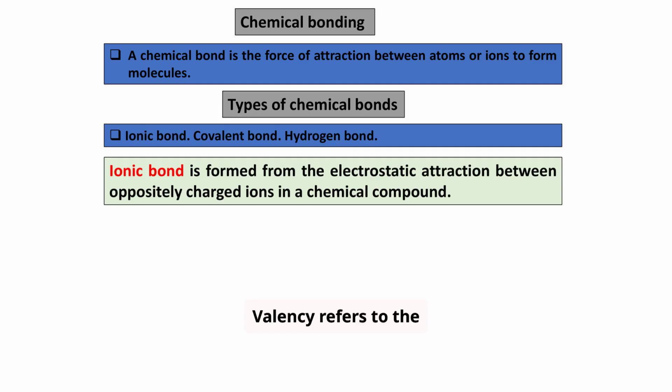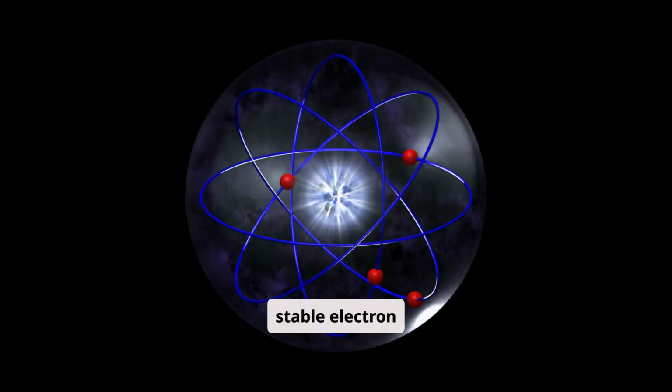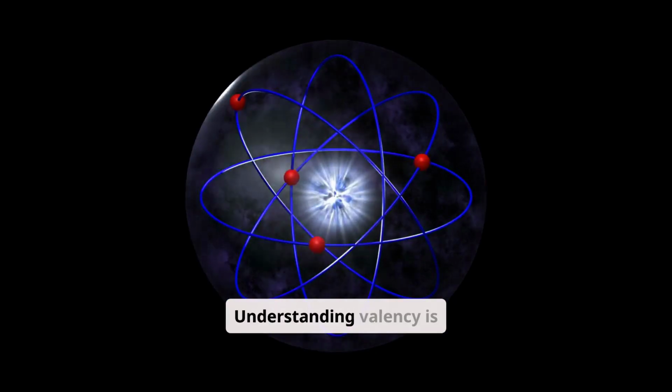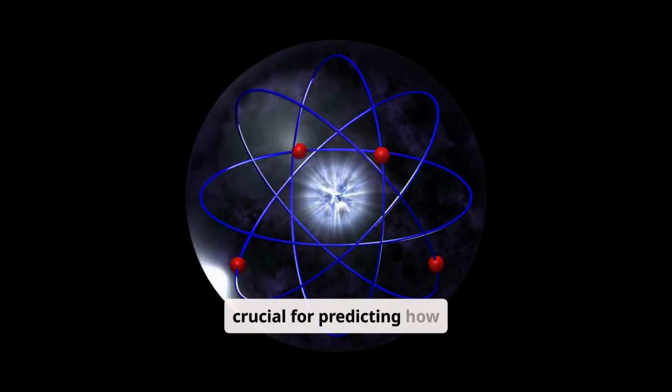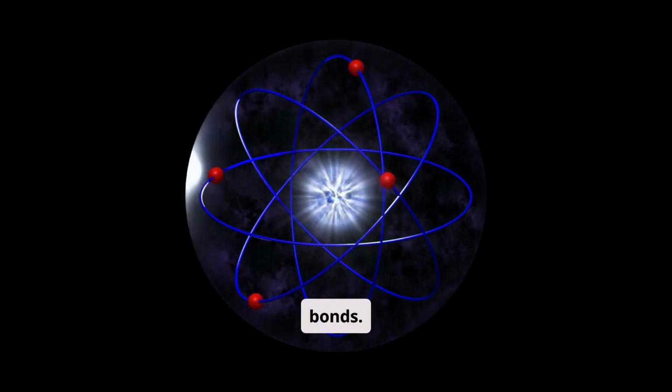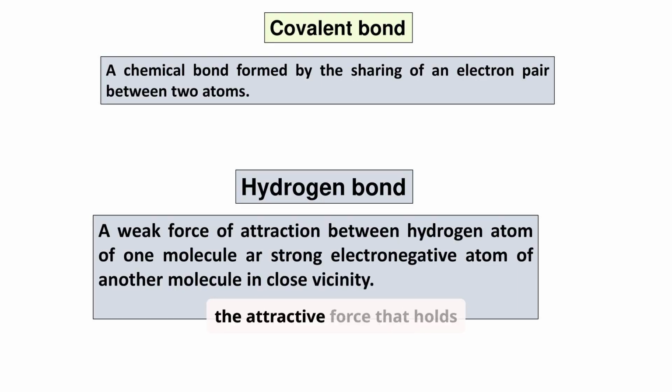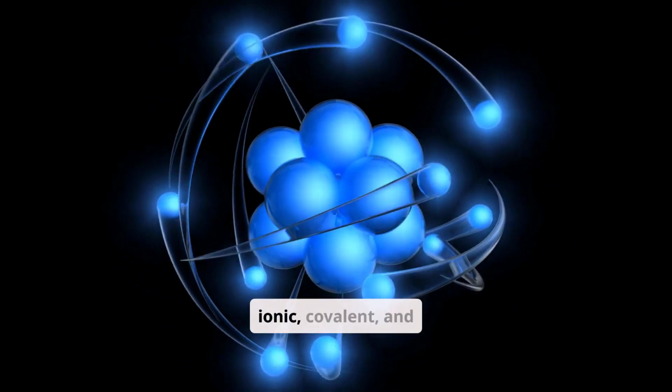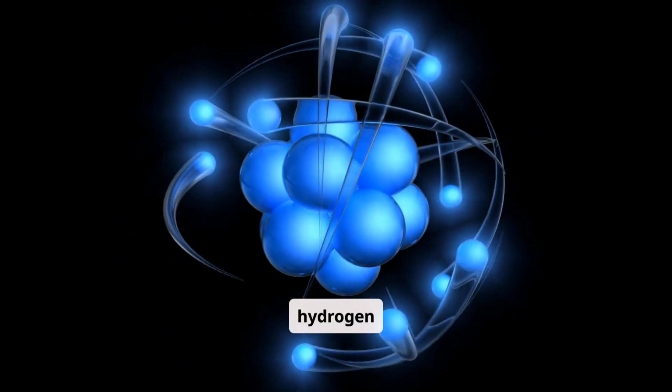Valency refers to the combining capacity of an element. It's determined by the number of electrons an atom needs to gain or lose to achieve a stable electron configuration. Understanding valency is crucial for predicting how elements will interact and form chemical bonds. A chemical bond is the attractive force that holds atoms or ions together to form molecules. There are several types of chemical bonds, including ionic, covalent, and hydrogen bonds.